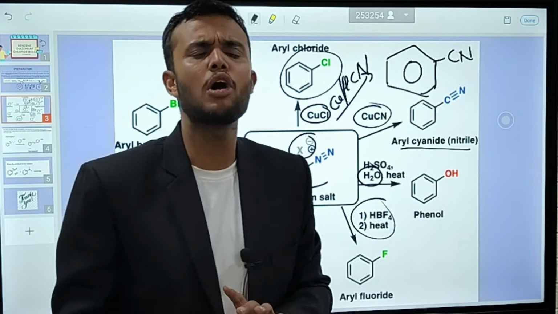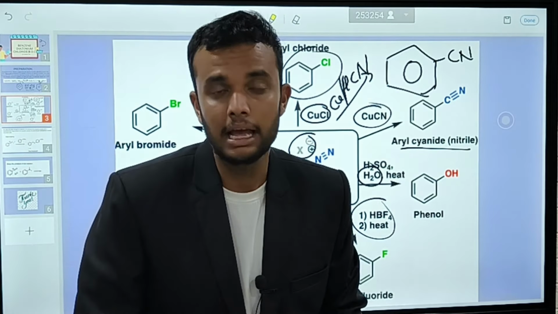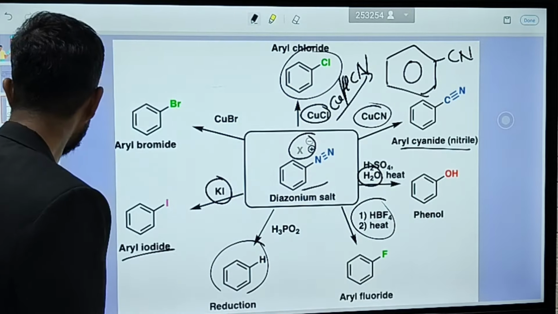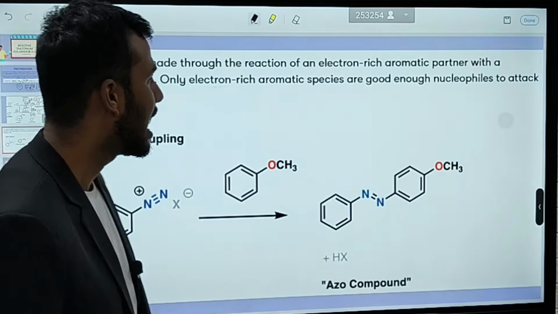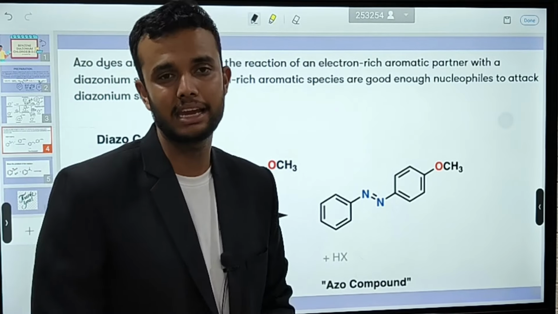What is the other reaction? Important, the preparation of dyes. Yellow dye and orange dye and other dyes. When do we get the yellow dye? If we treat with an aniline molecule, what do we get? A yellow dye. Similarly, if we treat with a phenol molecule, you will get another dye. It is called a coupling reaction.